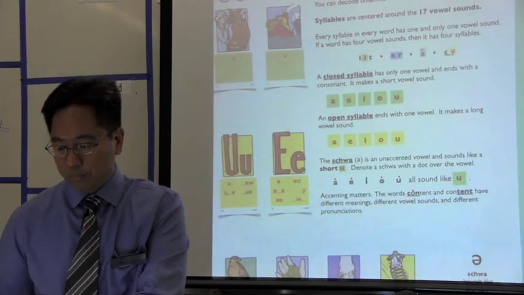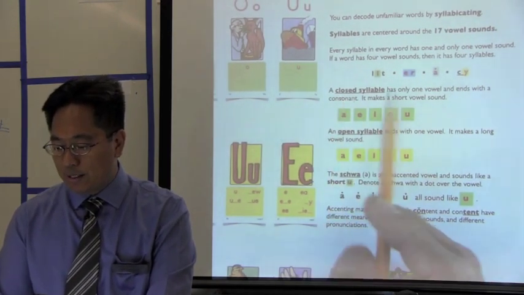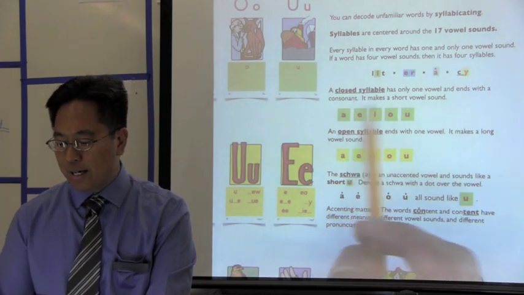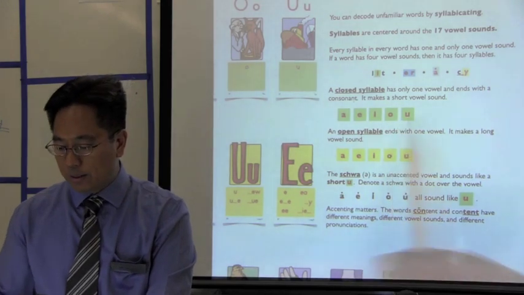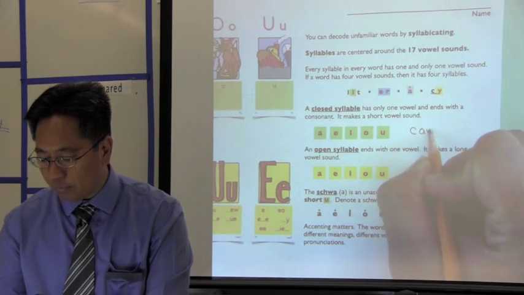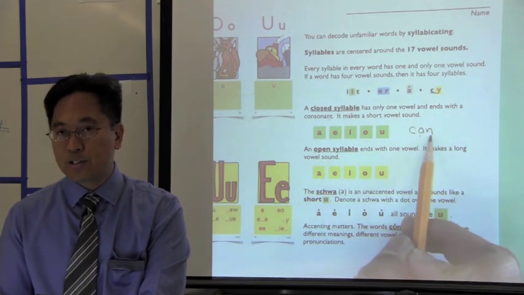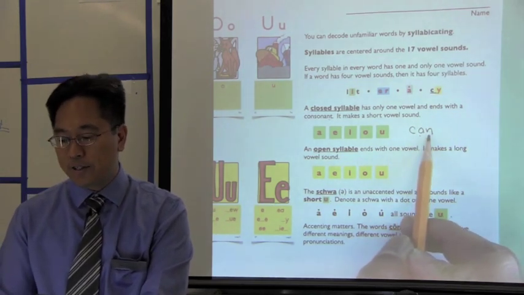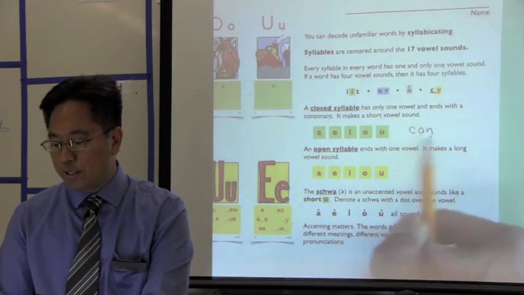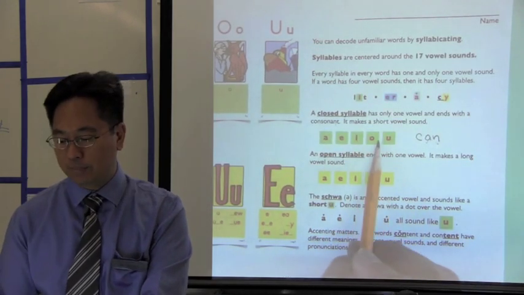So the first one that we're going to work with are closed syllables. And what a closed syllable is, it has only one vowel and ends with a consonant. And anytime you see that, it makes a short vowel sound. So if you think of the word can, for example, it has only one vowel sound. It ends with a consonant. So this is called a closed syllable. And you can think of it as that N is closing off the short A. Okay. Then anytime you see this pattern, it's going to make a short vowel sound. And you'll see it's indicated here in green. Okay. So that's the first type.